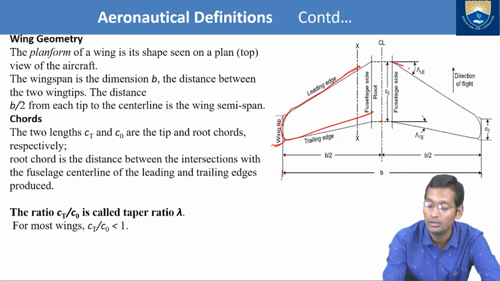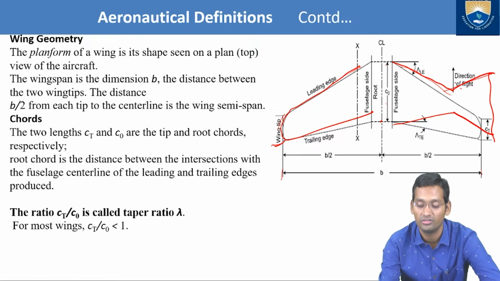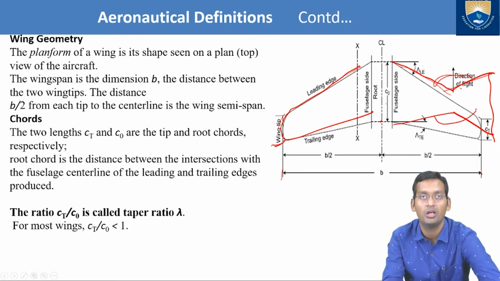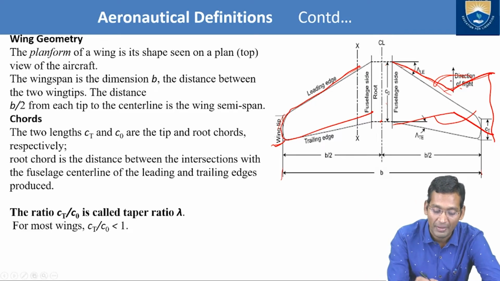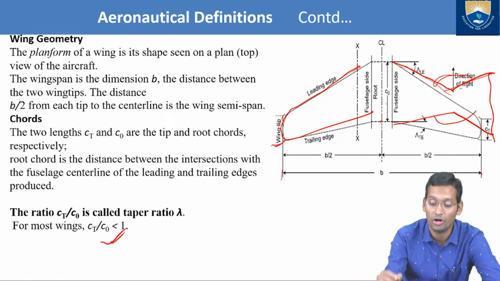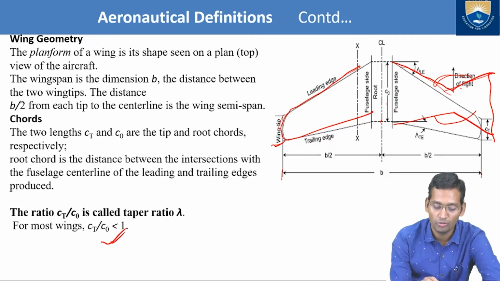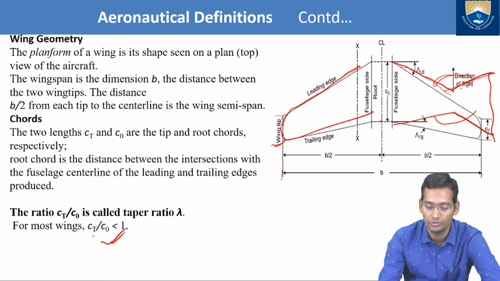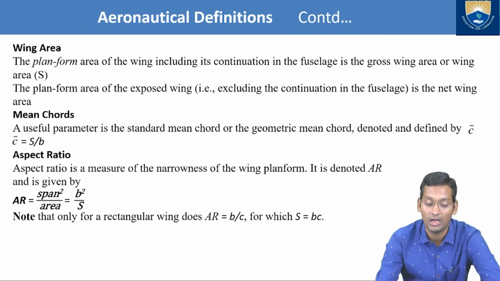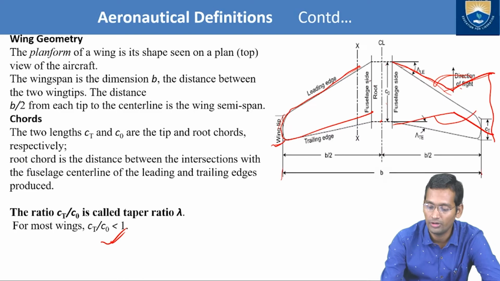Now from here it's tapered up to this, and suddenly you increase like this. No, if this were there, then again some forces would act here and here. That won't be the perfect one. So this taper ratio only decides how much the length of the root chord and the length of the tip chord should be. For most wings, this ct by c naught should be less than 1. Now wing area or the planform area, whatever is here.